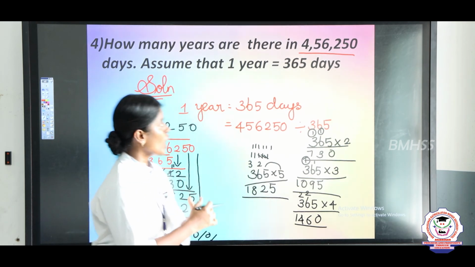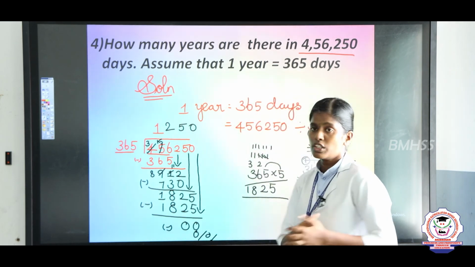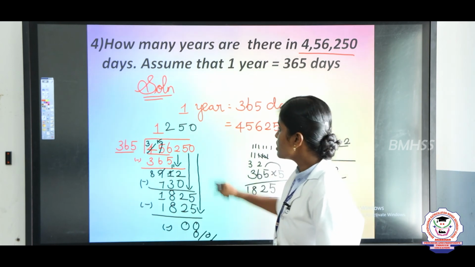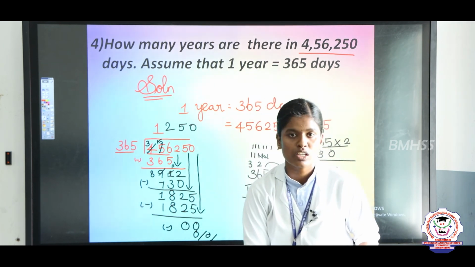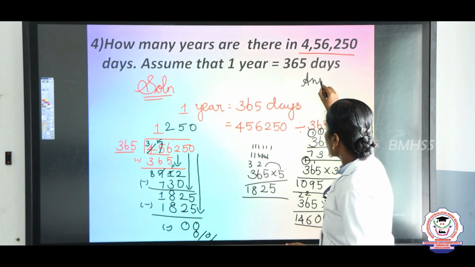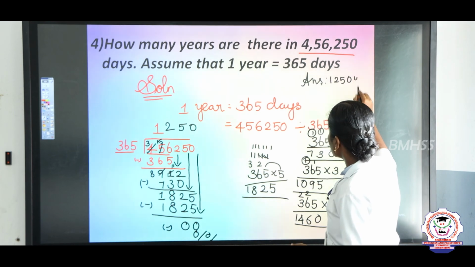Listen my children, how many years are there in 4,56,250 days? So totally we have 1250 years. What is the answer? 1250 years.